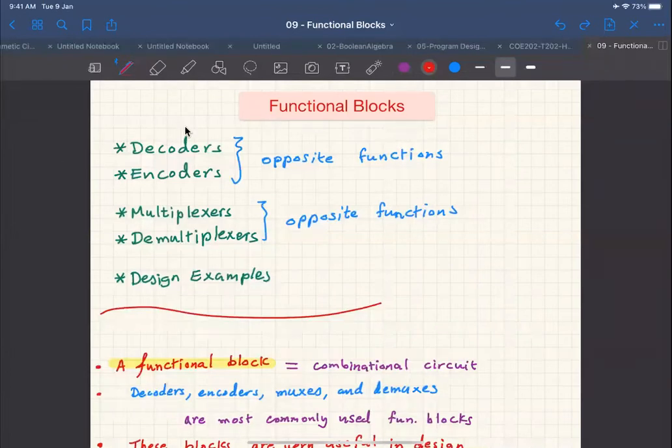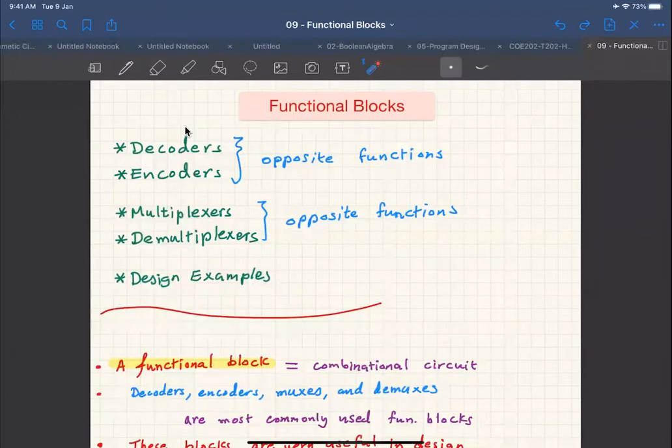So in this lecture, we are going to start a new unit about what we call functional blocks. Okay, functional blocks. And this is the outline for this unit. Okay, we'll start by discussing decoders. All right, and then encoders.